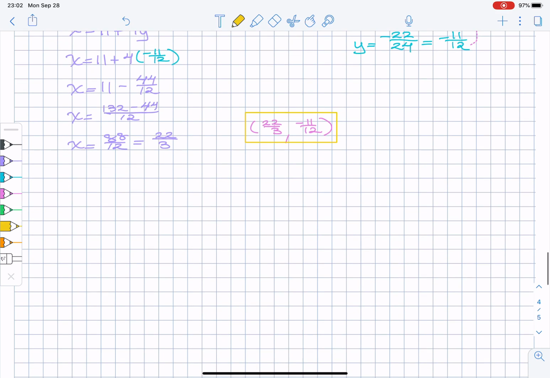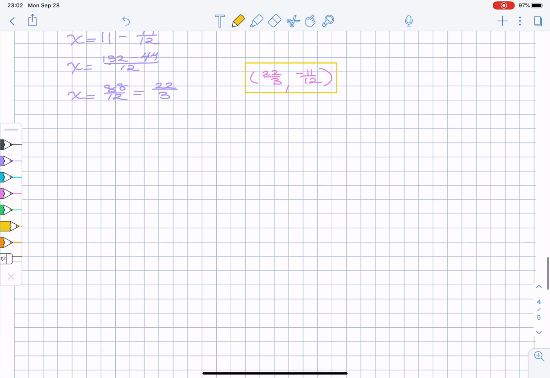Okay, yeah, let's move on from substitution, shall we? Because substitution is terrible. Let's move on to something much more elegant, and that's elimination. So solving a system by elimination. This is so much better. Elimination.